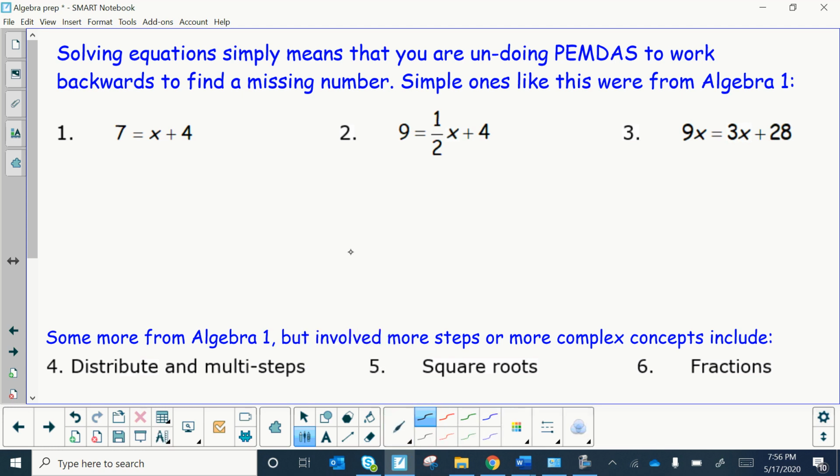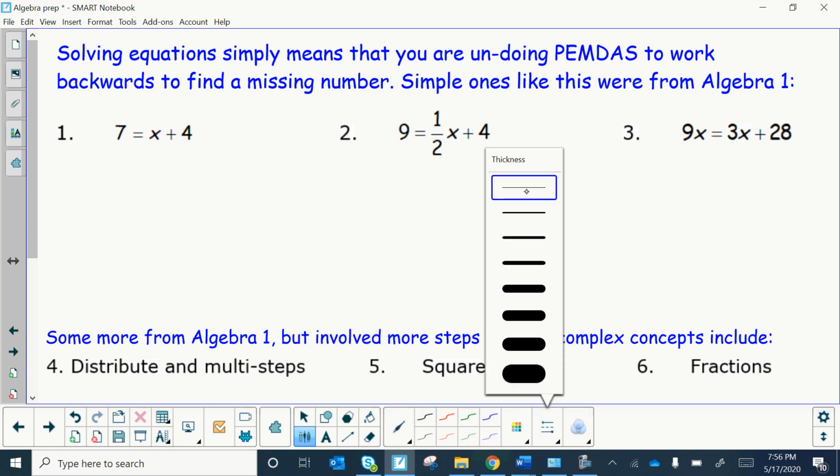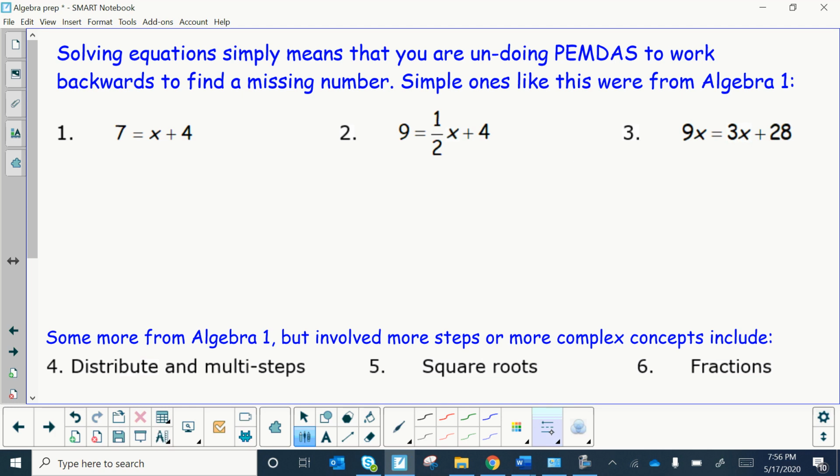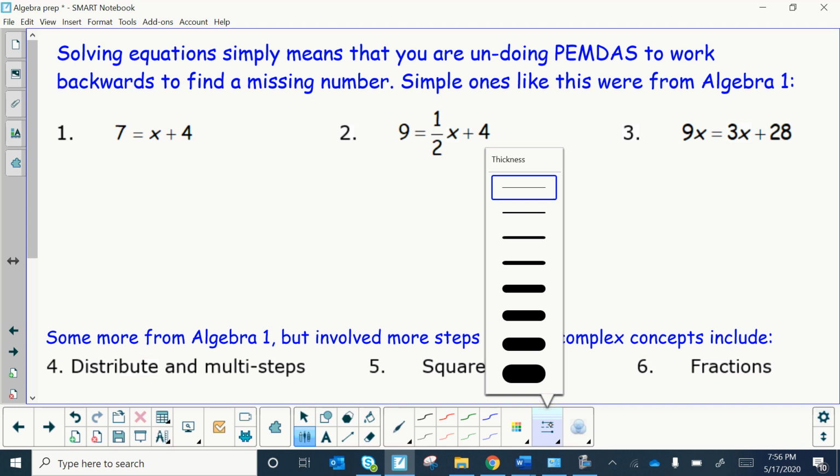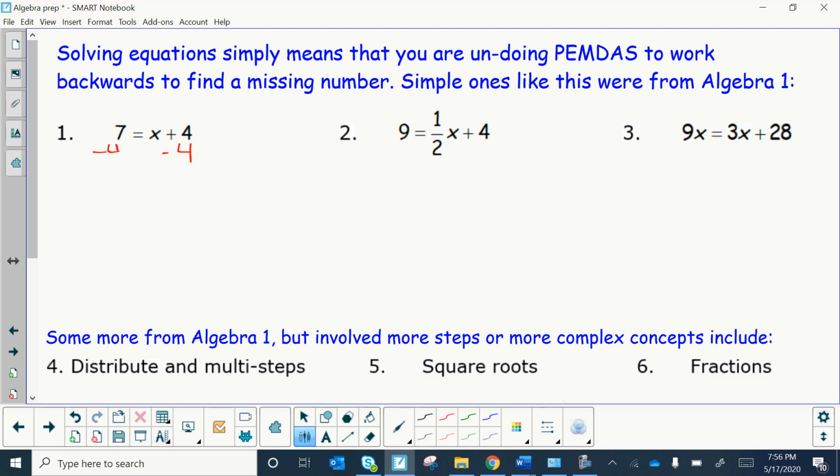When you move to Algebra 2, you're going to have to show it all by hand, and you're not going to have your Inspire calculator there with you. So you're going to have to do a lot of this by hand. Okay, on this first one, it's pretty simple. We're going to subtract 4 from both sides. We get 3 to be x. Okay, easy one-step problem. Over here, to solve for x, we're going to subtract 4.